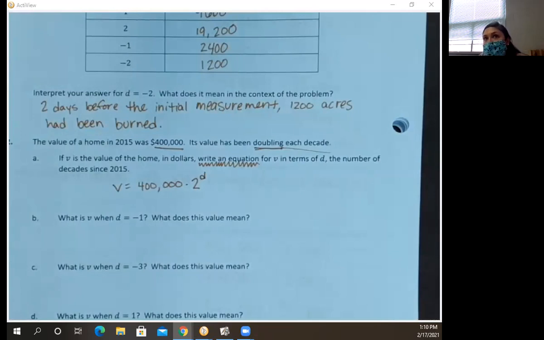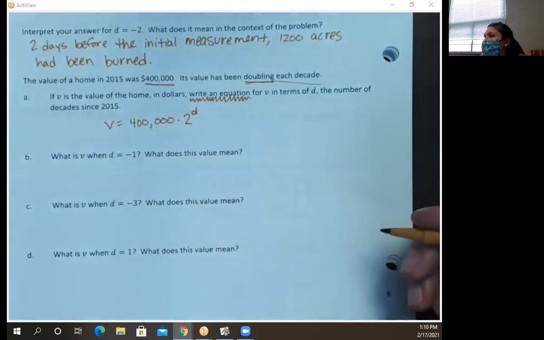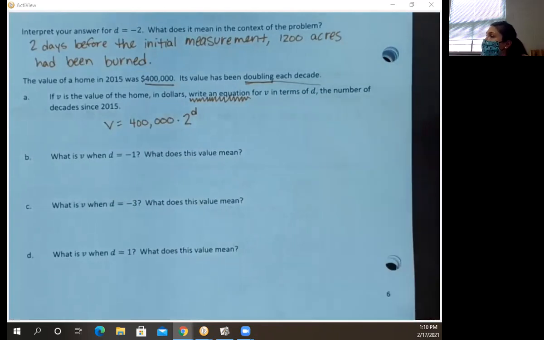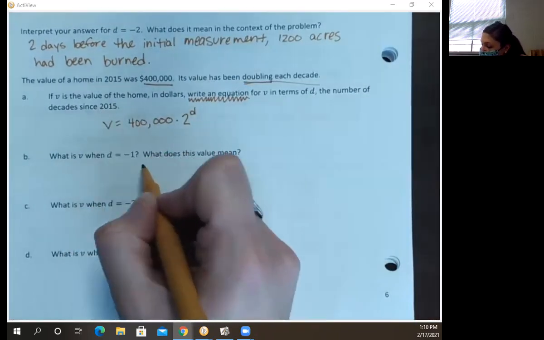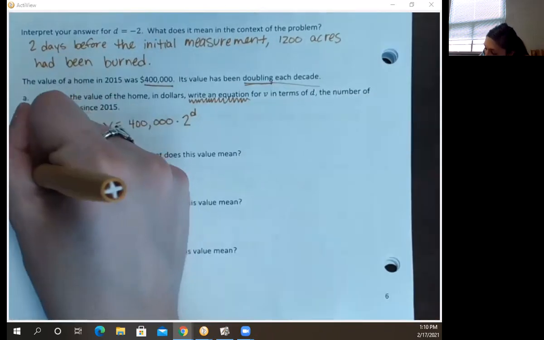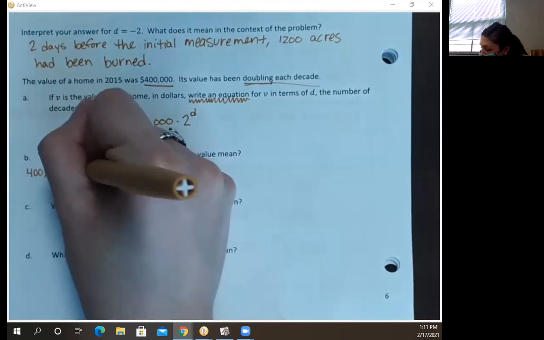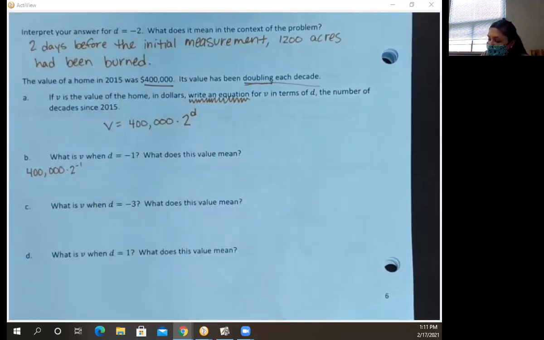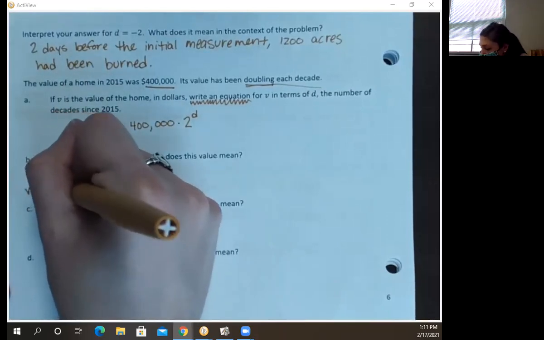Now that we've written our function, it's asking us to evaluate our function at some different values for D and then explain what that means. So for B, it says, what is V when D is -1? So that would be 400,000 times 2 to the -1st. So if we evaluate that, again, you would want to use your calculator here, we would find a value of $200,000.